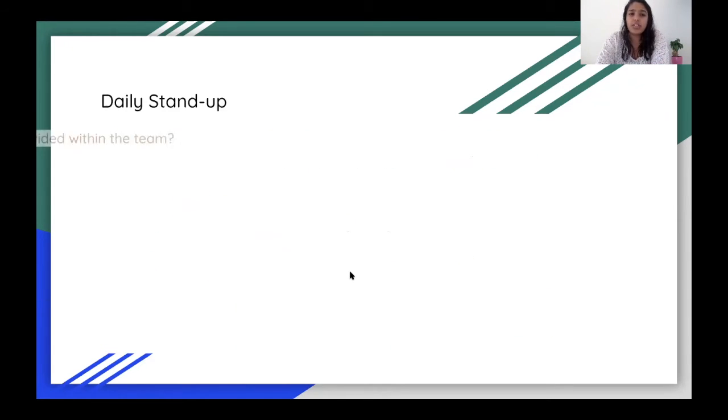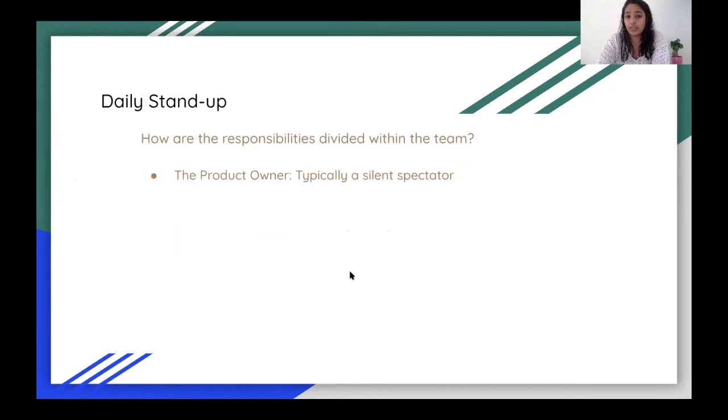Now, what are the roles that each of us play in this meeting? As a product owner, you are typically a silent spectator. Now I want to explain what this means. This doesn't mean he has to sit there quietly. This means that as a product owner, you would not ask for questions or anything. You listen to the information that is being given to you in this meeting.